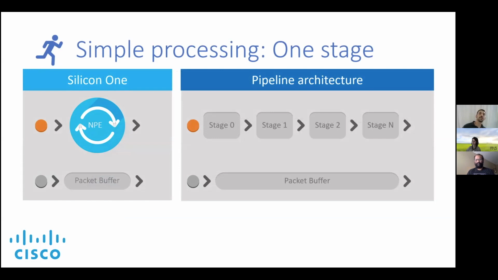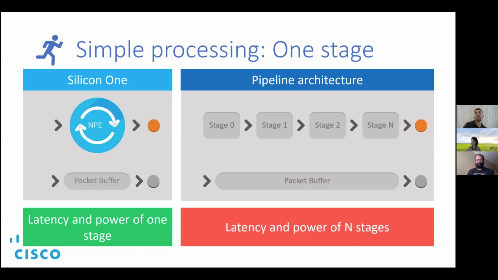So this slide compares the Silicon One architecture with a pipeline architecture. For simple processing that has only one stage of real activity, we see that a run to complete architecture simply executes one stage. We can see that the pipeline architecture takes longer. So in Silicon One, we have the latency and power of one stage. And in a pipeline architecture, we get the latency and power of n stages. So this is obvious. For example, if you design a switch for VXLAN routing, in a pipeline architecture, it will spend a lot of time just for bridging. It will waste time when it needs to do just bridging.